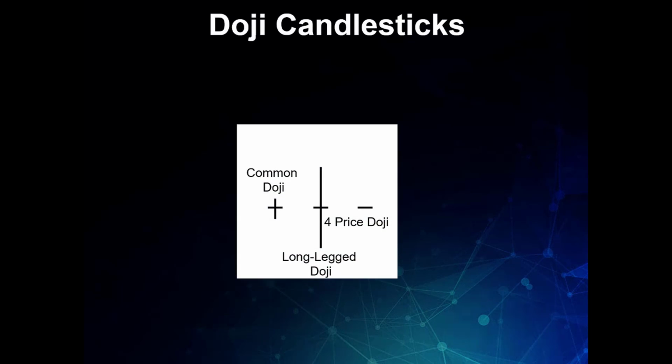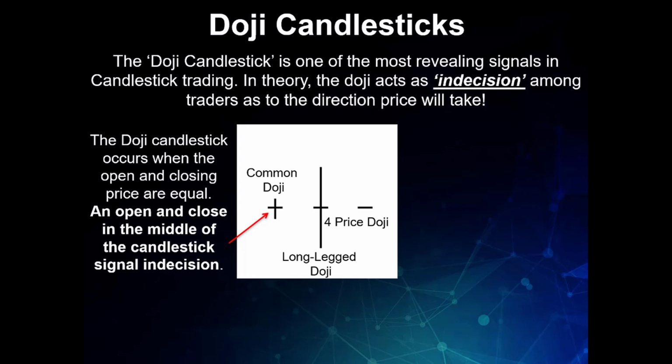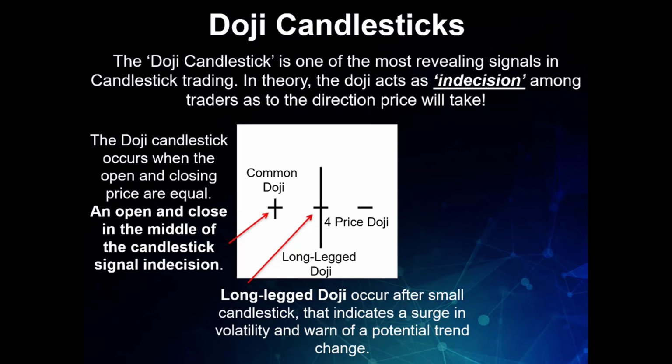Here is a doji candlestick. The doji candlestick is one of the most revealing signals in candlestick trading. In theory, the doji acts as indecision amongst traders as to the direction price will take. The doji candlestick occurs when the open and closing price are equal. An open and close in the middle of the candlestick signals indecision. A long-legged doji occurs after small candlesticks that indicate a surge in volatility and warn of a potential trend change.